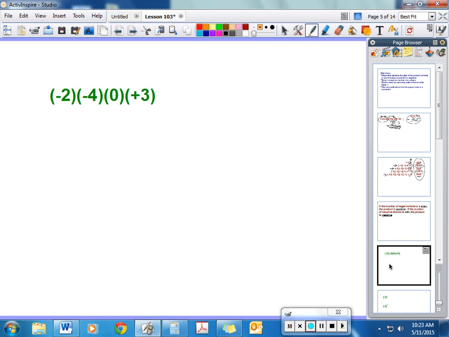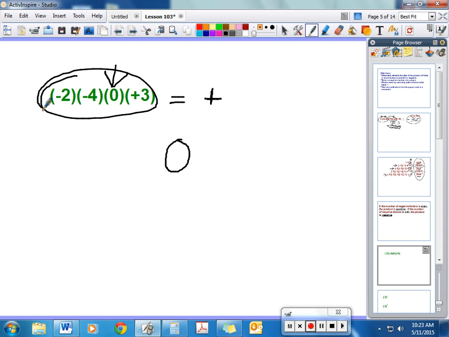Once you're done with that, then let's take a look at some more examples here. First of all, if I just look at my negative factors, my answer is going to be positive. However, there is a really key one in here, and that is the number 0. We know that multiplying anything times 0 is going to get you 0 as an answer, so you don't even need to proceed and try to figure out if it's positive or negative. This answer would just be 0.